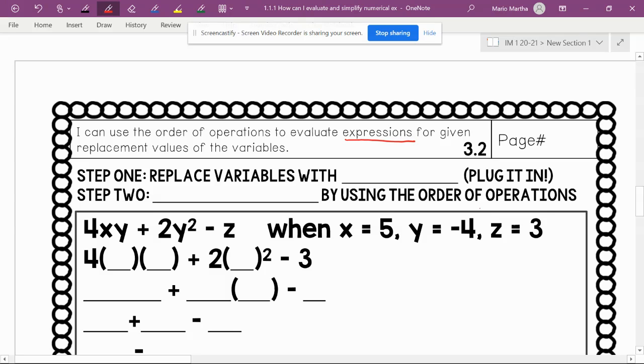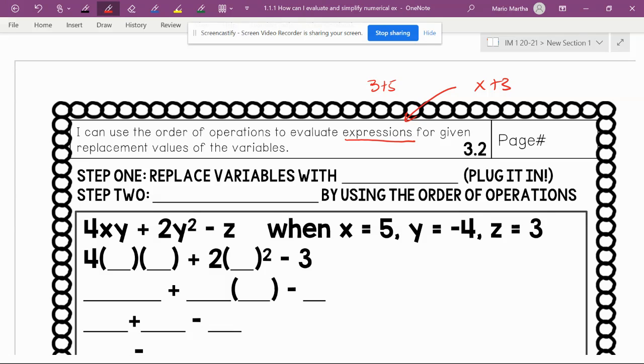So an expression could be something as simple as 3 plus 5, or it could be another type, when you have variables in there, like x plus 3 and something like that. So either of those two are pretty much expressions.